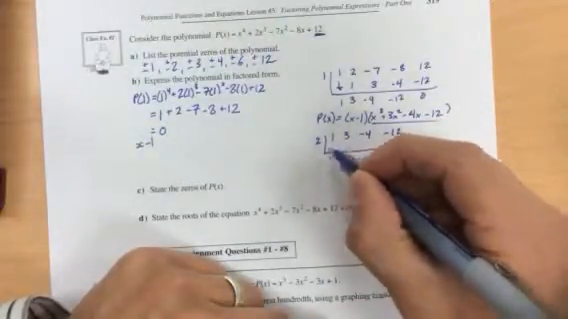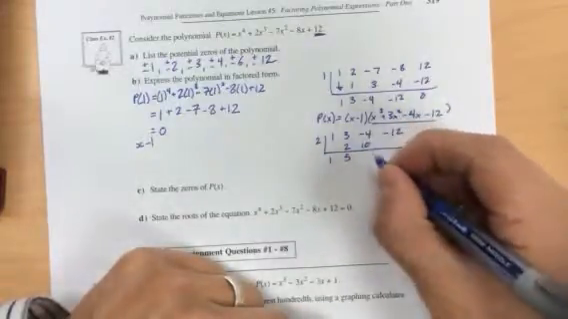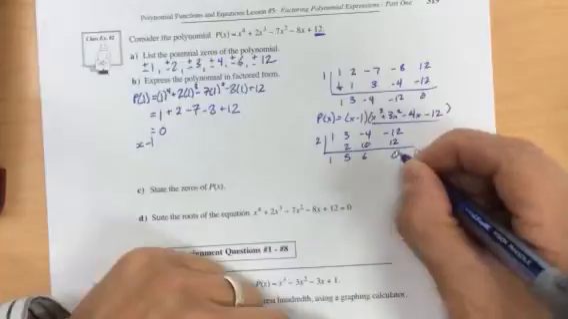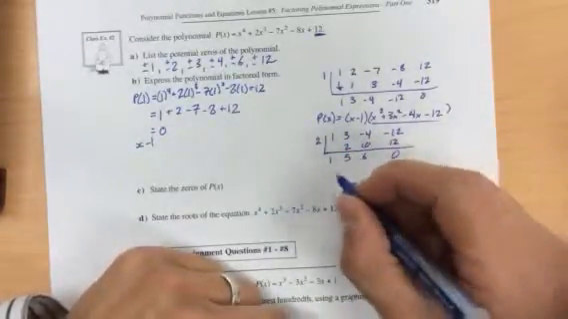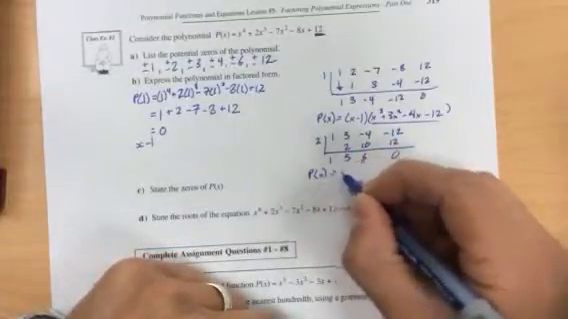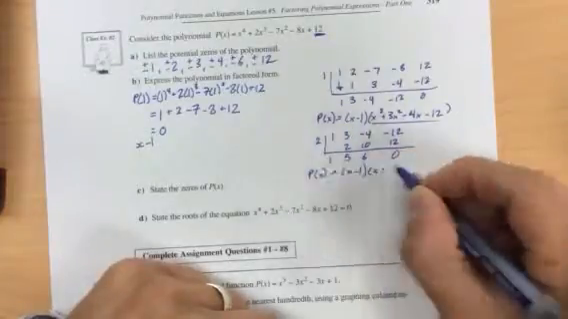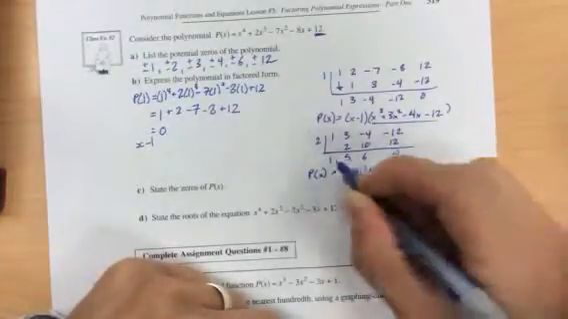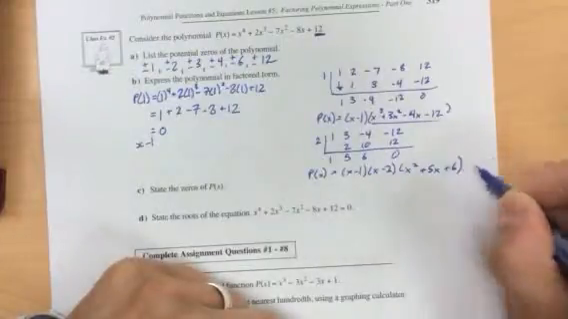Bring down the 1, that's 2. I'll be left with 5, that's 10. Left with 6, and that's 12, and that's 0. So 2, or x minus 2, is our other factor. And so I started with x minus 1 at the beginning. I took out x minus 2, and I'm left with x squared plus 5x plus 6.